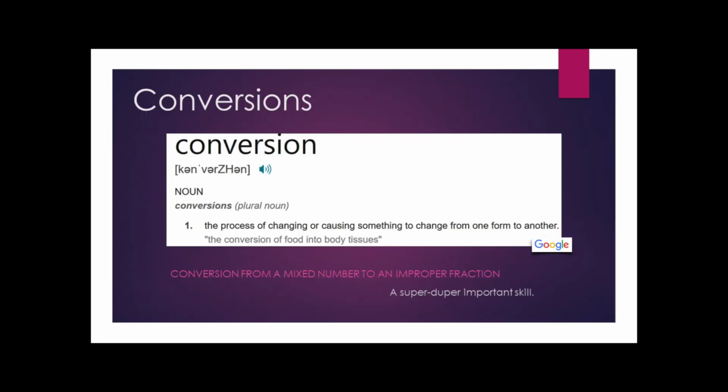So there's a simple definition of conversion: the process of changing or causing something to change from one form to another. In math, that also means without changing its value.